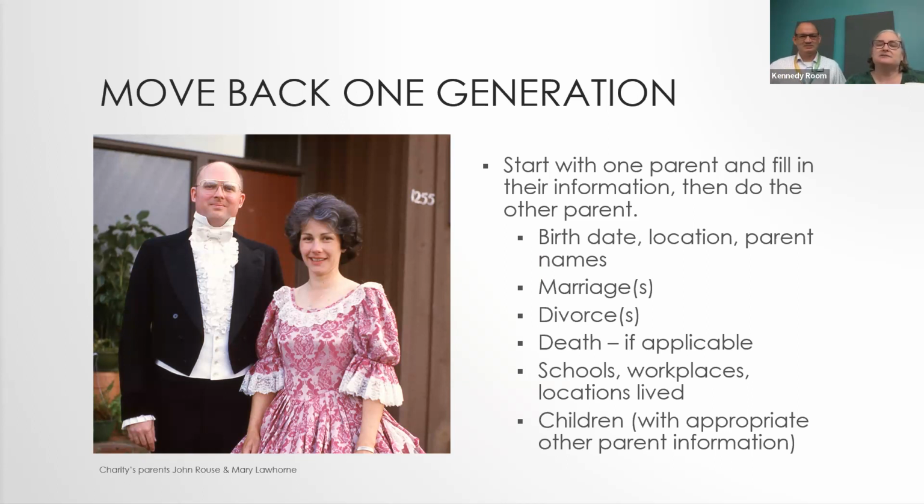Start with one parent, fill in their information, and then do the other parent. And again, it's these birth dates, locations, their parents' names, any marriages, divorces, death, if either of them have been deceased, schools, workplaces, locations lived, and then children with that spouse or other spouses or other parents as the family situation warrants.